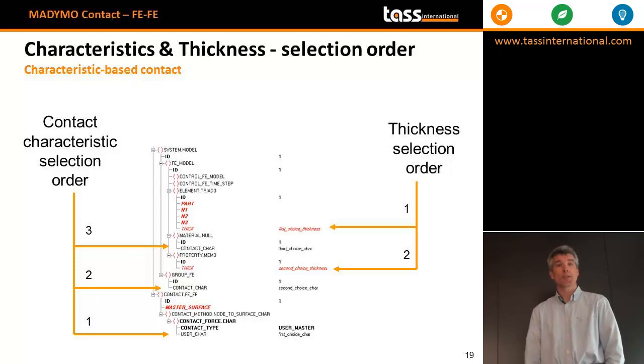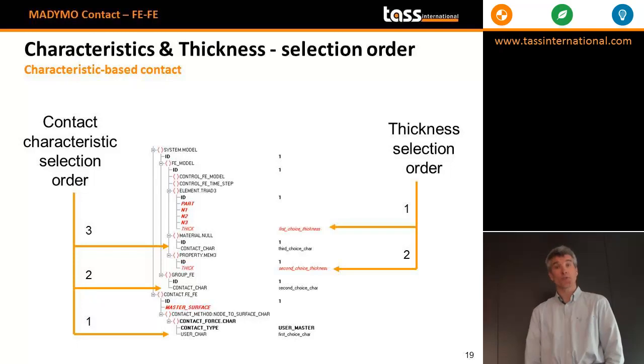The characteristic can be defined at several locations within the MADYMO input deck. You can define it under material null, you can define it under the group FE, or you can define it under the contact itself. The priority handling is first contact. If it's not defined there, it will look to the group FE, and if it's not defined there, it will look to the material null location.